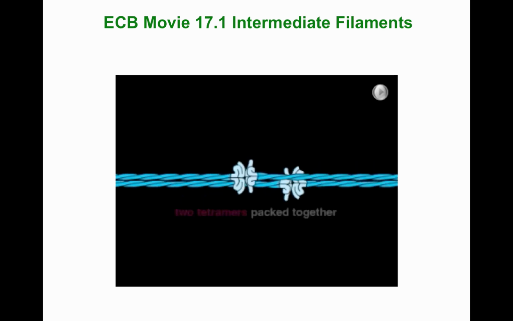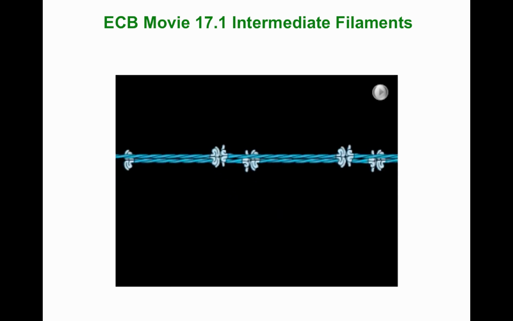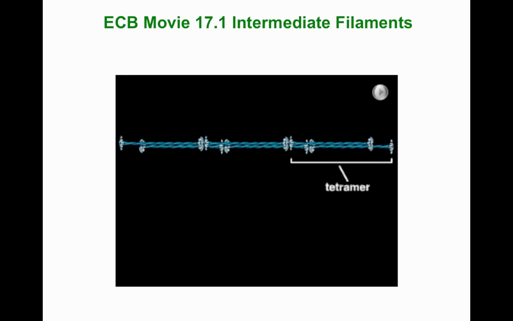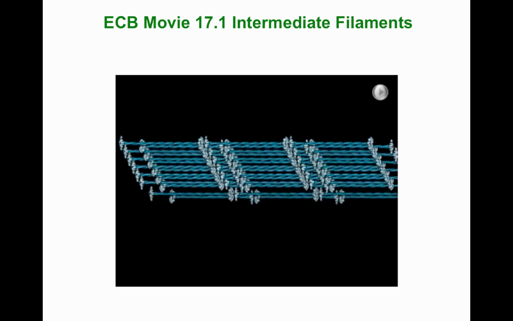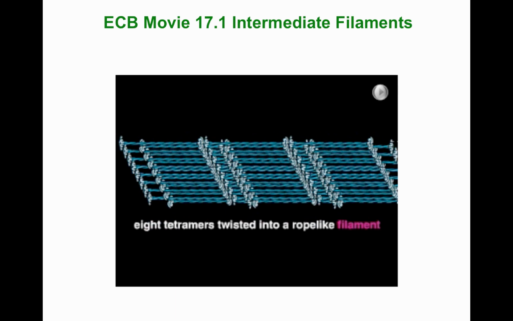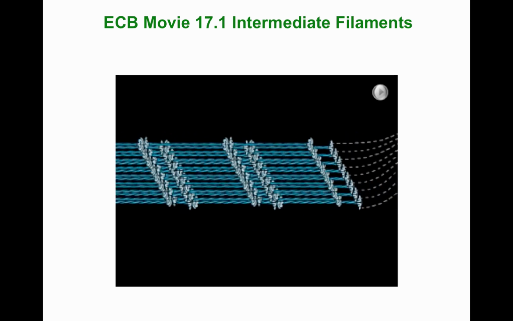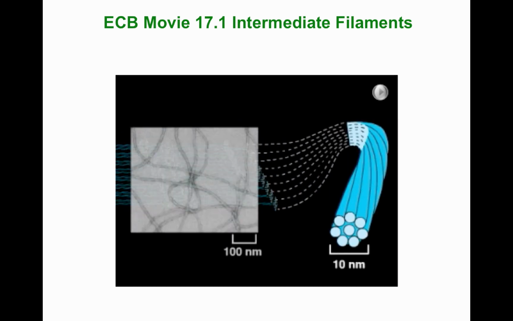Tetramers then link end to end, thus building up one strand of an intermediate filament. A total of 8 strands stack together and twist around each other to create the intermediate filament. This stacking provides the extensive lateral contacts between the strands that give the filament its remarkable mechanical strength. An electron micrograph shows the appearance of intermediate filaments that have been assembled in a test tube.